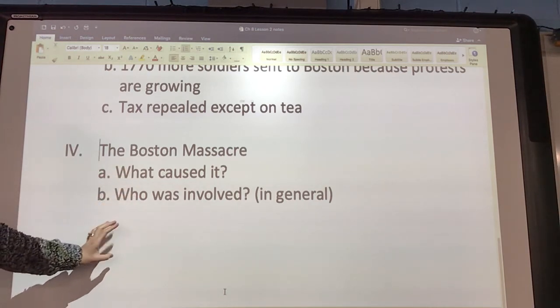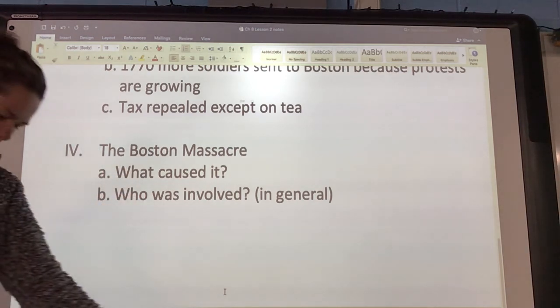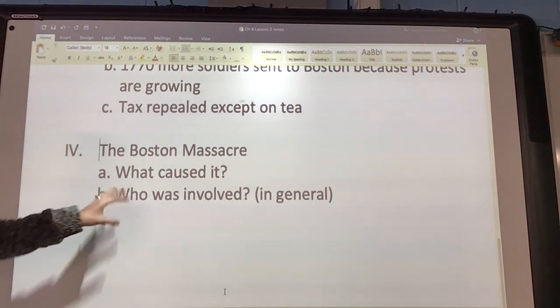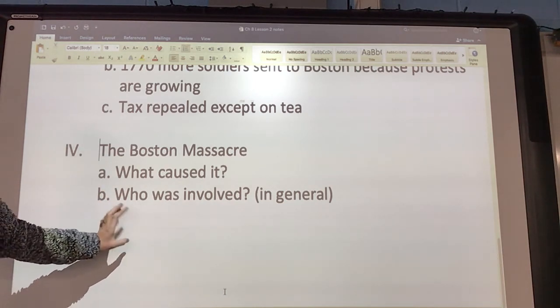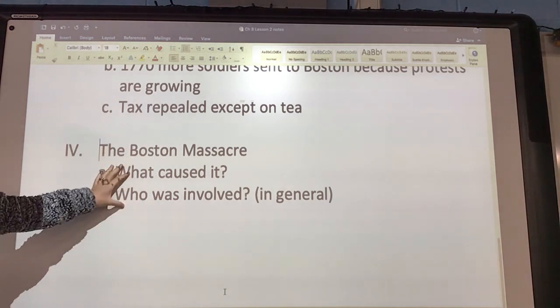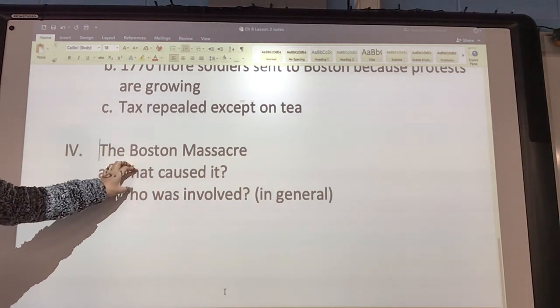There are some important people. I think they talk about Crispus Attucks in this section, as well as Paul Revere. Those are important people you should have already written down. I didn't add their names here, but they are two people that you need to keep in mind, along with their importance in this particular event. So you're going to finish reading Lesson 2, answering these questions on the Boston Massacre.